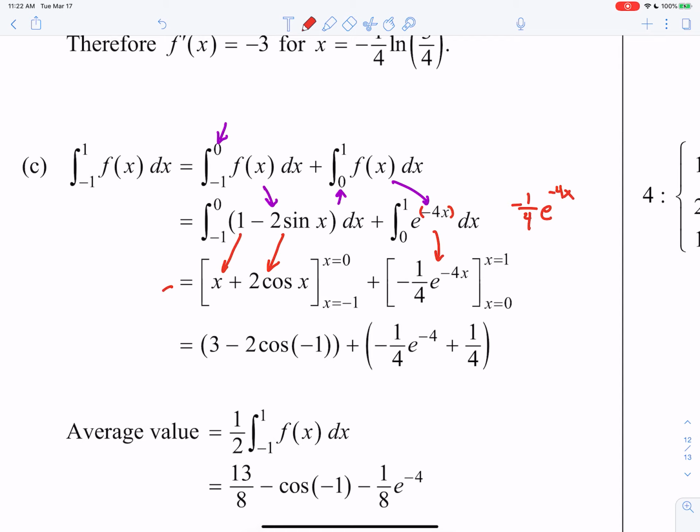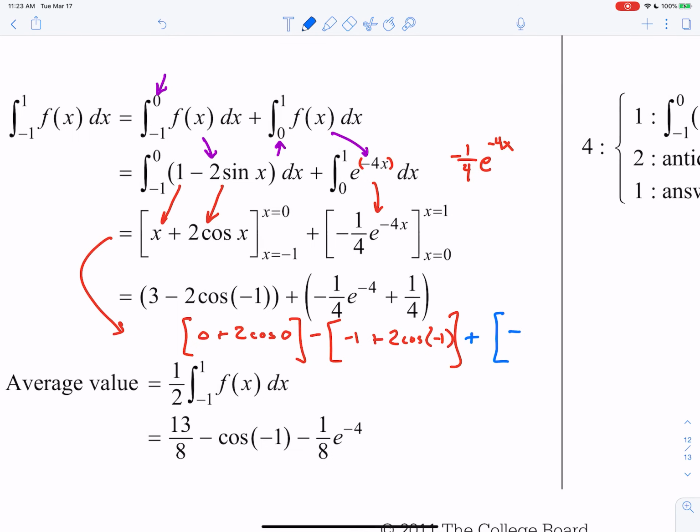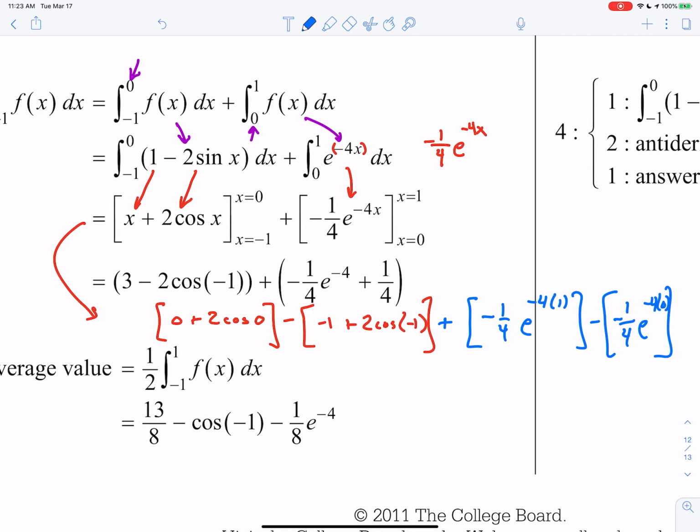Here's what I would do. I would plug in upper, so 0 plus 2 cosine 0, minus negative 1 plus 2 cosine of negative 1. Okay. Plus, and then here I have negative 1/4 e to the negative 4 times 1 minus negative 1/4 times e to the negative 4 times 0. That right there is your integral, but not your average.